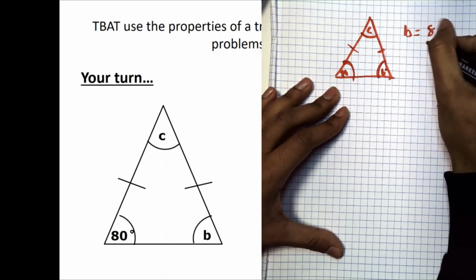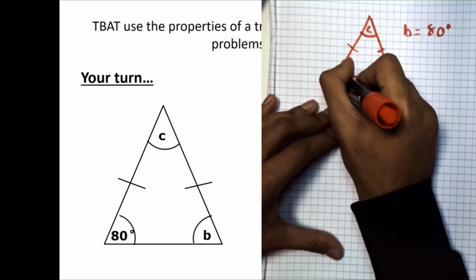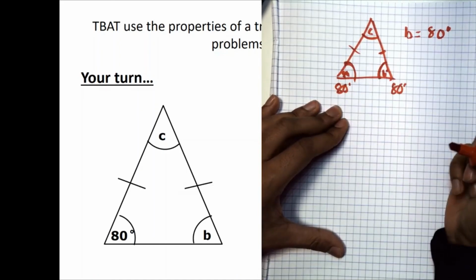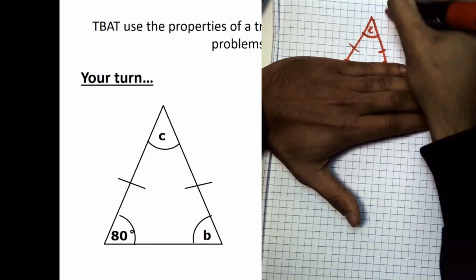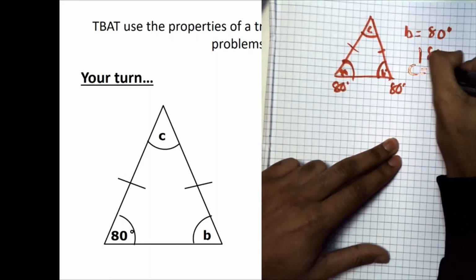Okay, so if B is equal to 80, so if this angle over here is 80 degrees, and this angle over here is 80 degrees, well, 80 add 80 is 160. We take away 160 from the total 180, that will give us our C, which you should have gotten to be 20 degrees.